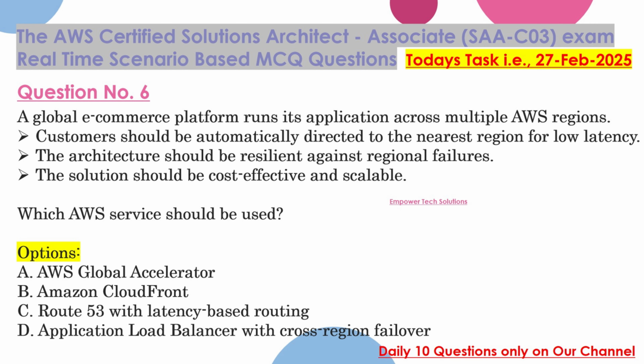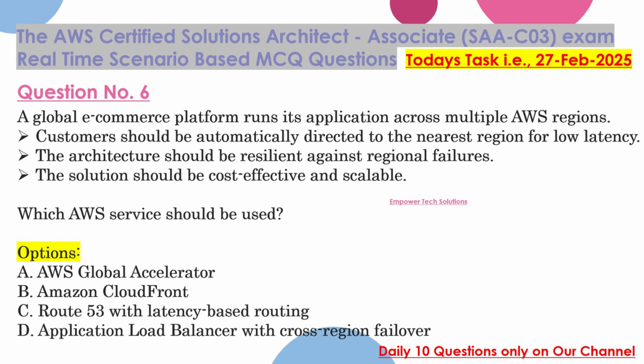Question 6. A global e-commerce platform runs its application across multiple AWS regions. Customers should be automatically directed to the nearest region for low latency. The architecture should be resilient against regional failures. The solution should be cost-effective and scalable. Which AWS service should be used?